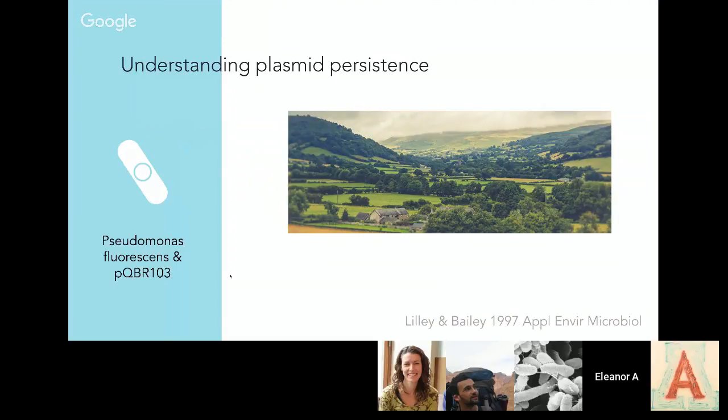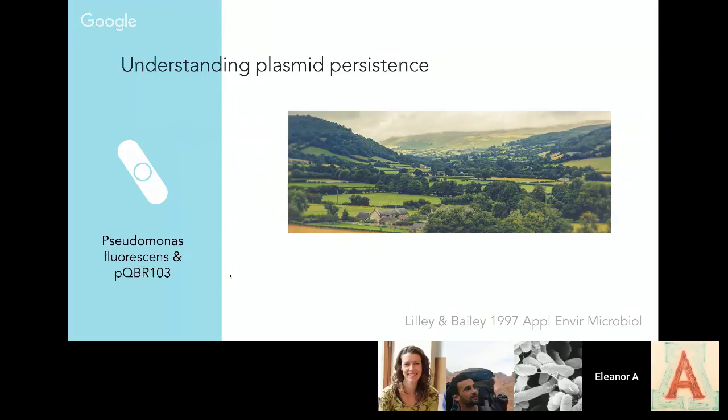So I worked with a plasmid called pQBR103, catchy, right? Which was isolated and described by Andrew Lilley and colleagues from a sugar beet field in Oxfordshire. And what's great is that we also have a bacterial host taken from that same field, so taken essentially from the same community, and that's the Pseudomonas fluorescens strain SBW25, which I'm sure many microbiology type people will have heard of.